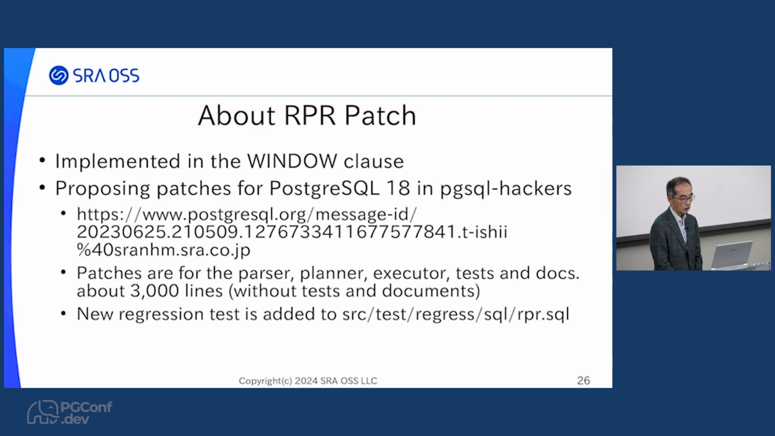If we exclude tests and documents, the heart of the patches is about 3,000 lines. I think this size is not too small, but also not too large. If you are interested in what the current patch can do, I recommend looking into the regression test file, rpr.sql. You will find SQL statements that can be run using RPR clauses.